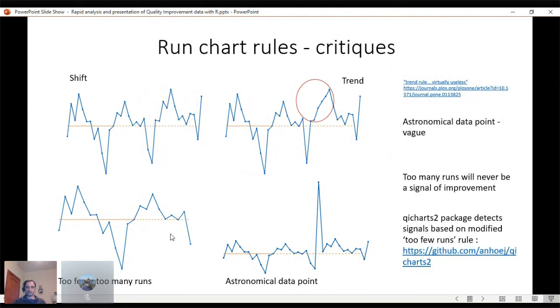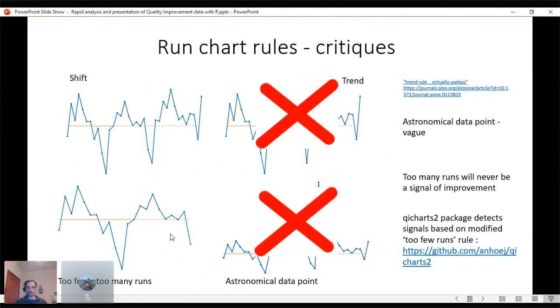There are some critiques of these rules, however. The trend rule has been described as virtually useless. The astronomical data point is hard to program, quite subjective. Too many runs will never usually be a sign of an improvement. It's usually two processes operating at once, like day shift and night shift. However, too few runs is fine, and that is the basis for the qicharts2 package. So that leaves me with the shift rule.